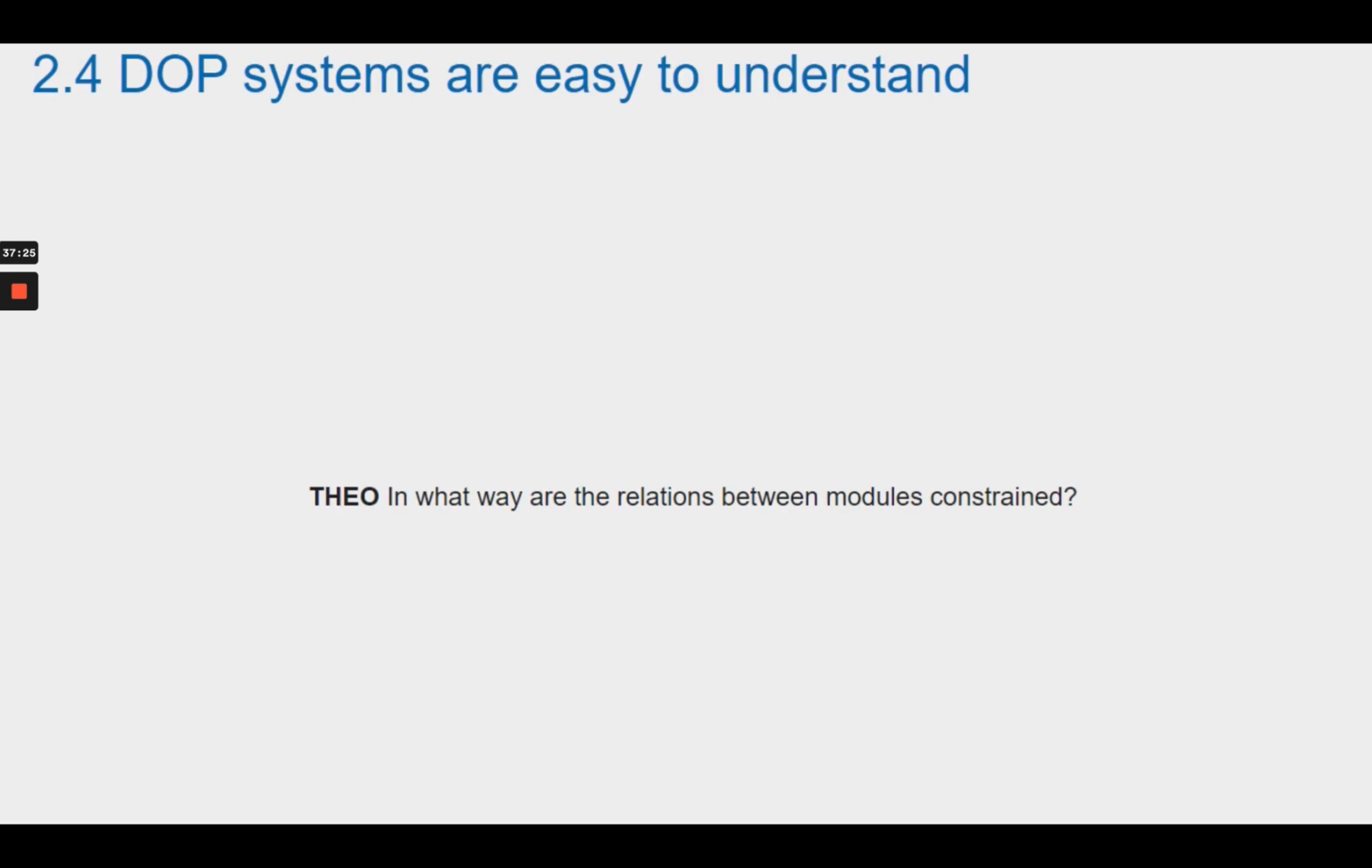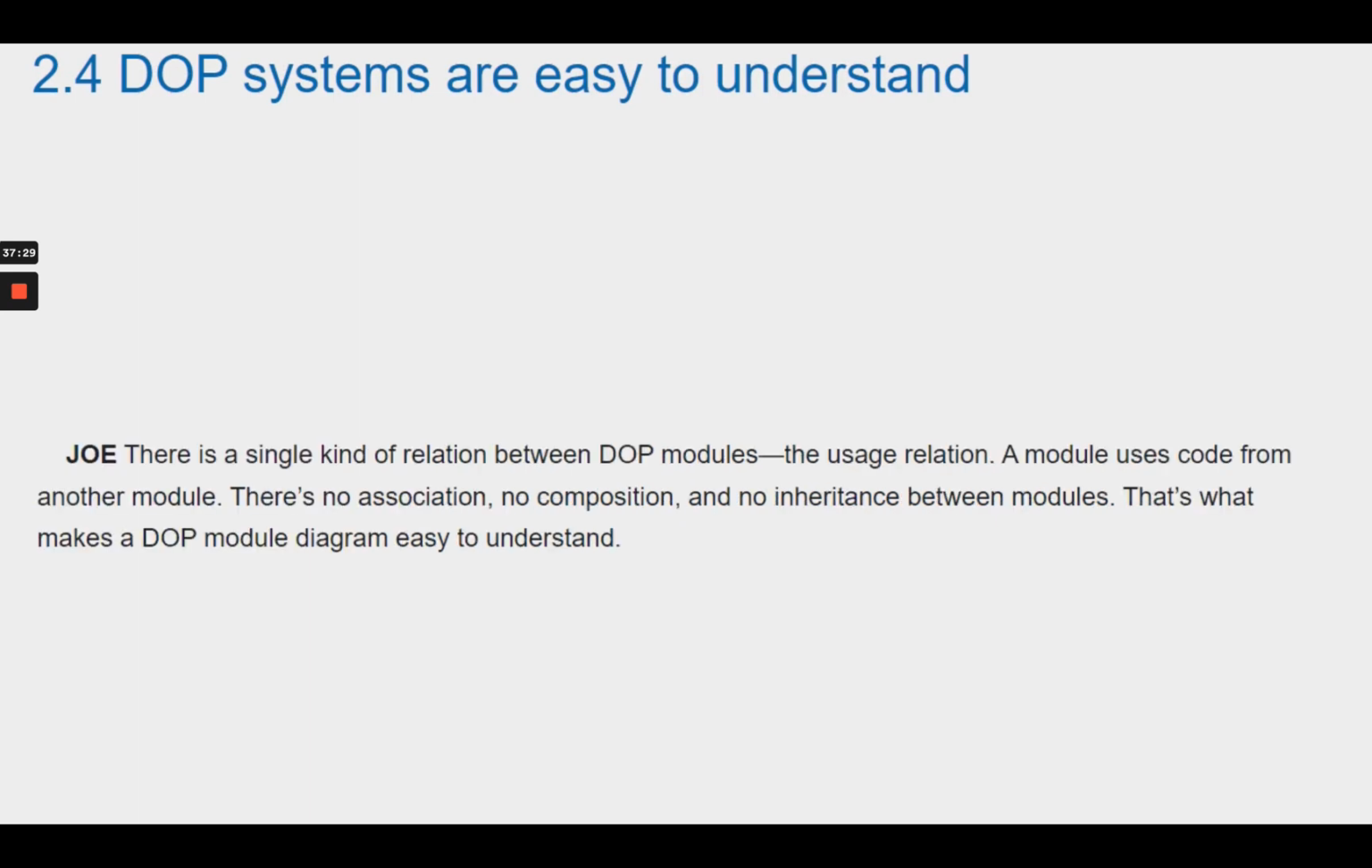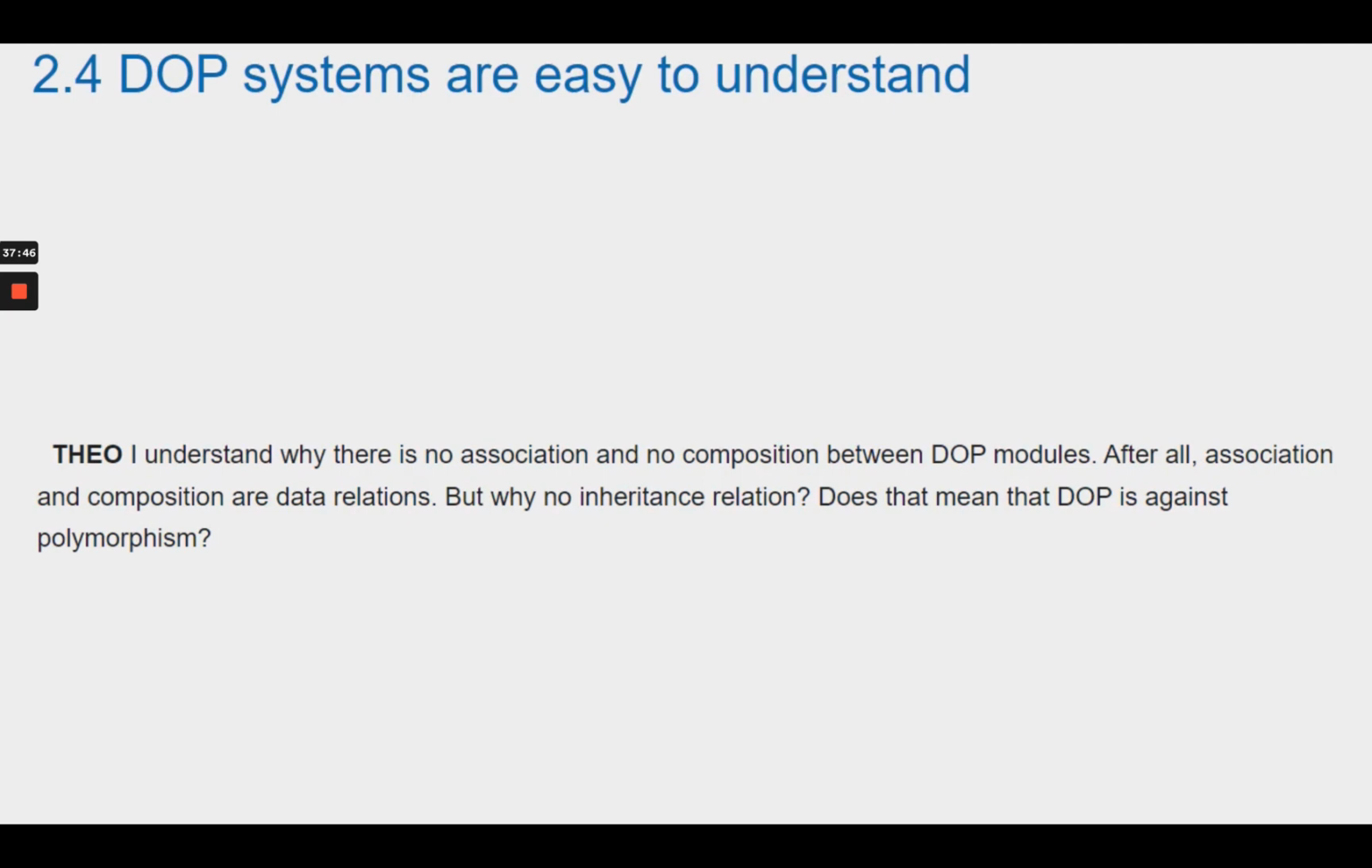Theo, "In what way are the relations between modules constrained?" Joe, "There is a single kind of relation between DOP modules, the usage relation. A module uses code from another module. There's no association, no composition, and no inheritance between modules. That's what makes a DOP module diagram easy to understand."